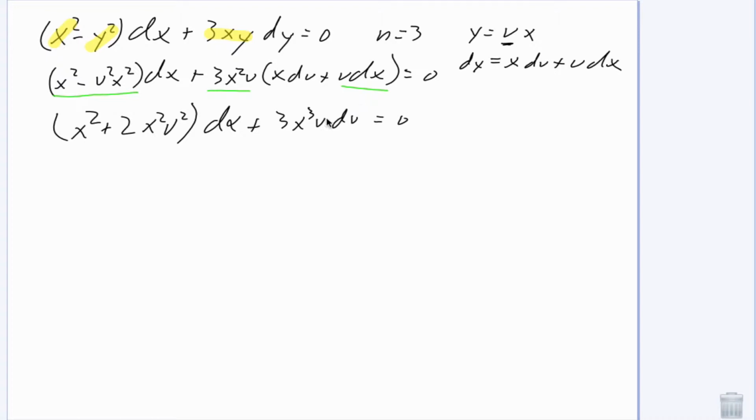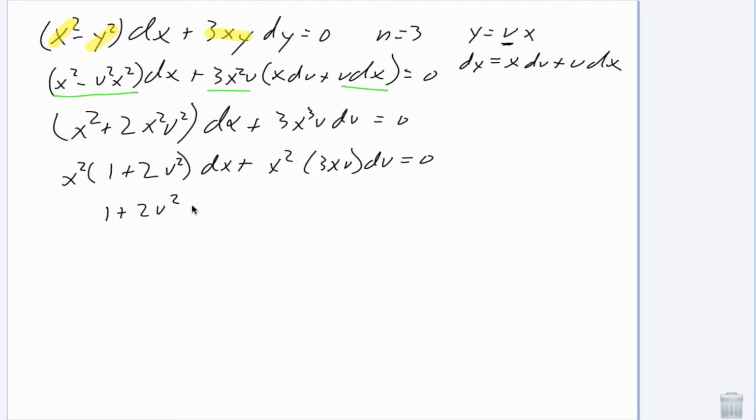Okay, we're doing okay so far, but what I'm going to do is factor out an x squared. 1 plus 2v squared, did I do that right? I think so, dx plus x squared times 3xv dv is equal to 0. Now, the x squareds cancel out, so I'm just going to rewrite that without that squared term. So it's going to be 1 plus 2v squared dx plus 3xv dv is equal to 0.